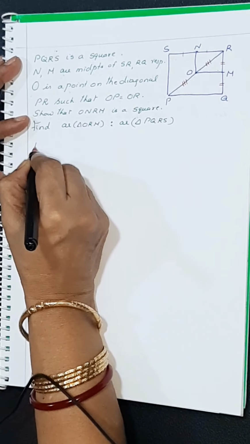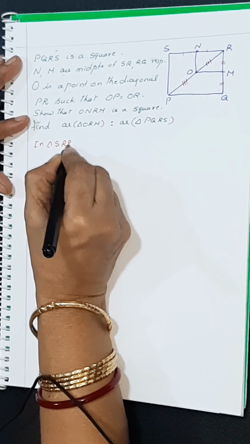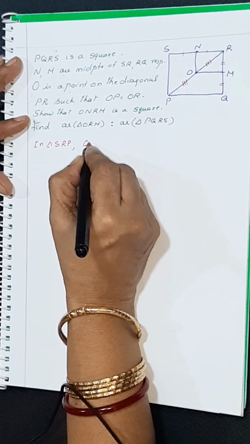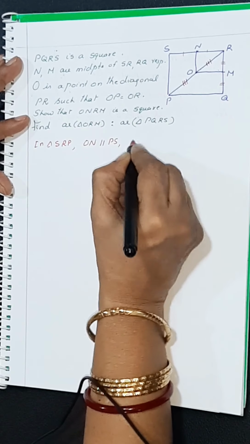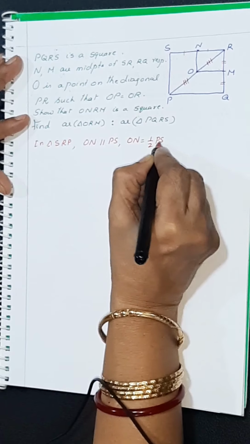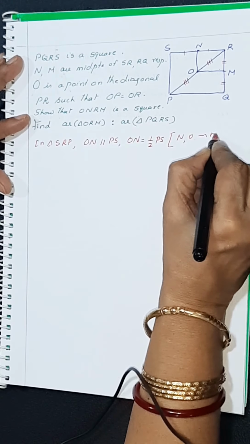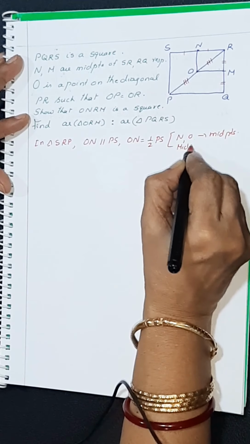So in triangle SRP, ON is parallel to PS and ON is equal to half of PS. The reason is N and O are midpoints, midpoint theorem.